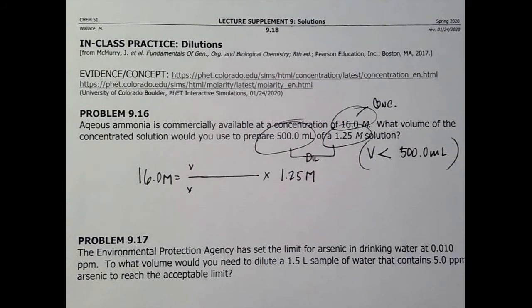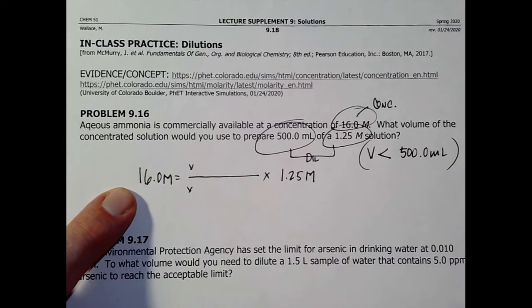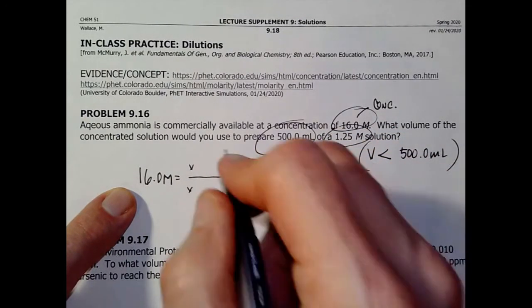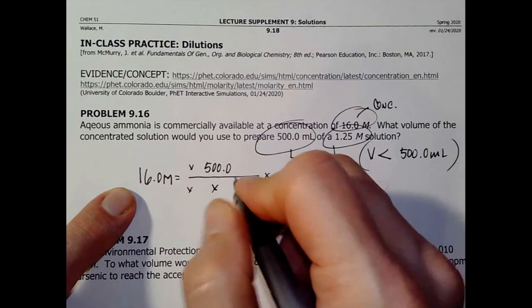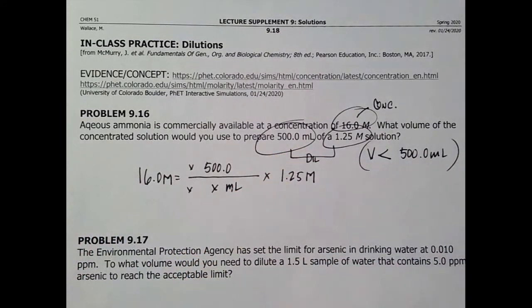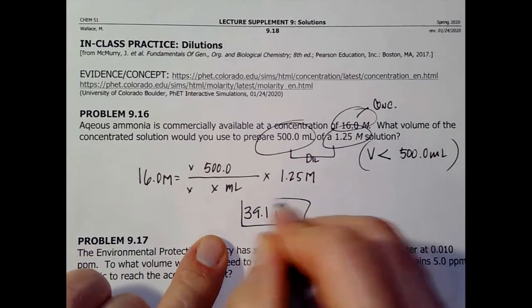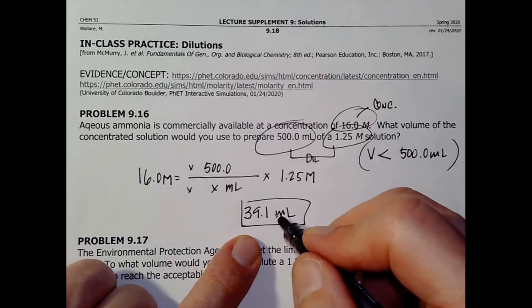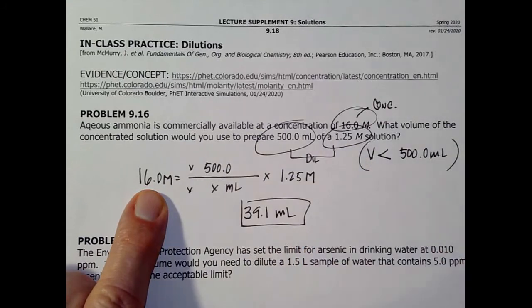Now you could stop the video and think, okay, wait, what am I going to do with those volumes? This is bigger than this, so this number must be greater than 1, which means my final volume, 500 milliliter, over X milliliter. That initial amount must be smaller. I do the math, and I get 39.1 milliliter. Makes sense. It went from 39 concentrated to 500 diluted. It went from 16 moles per liter down to 1.25 moles per liter.